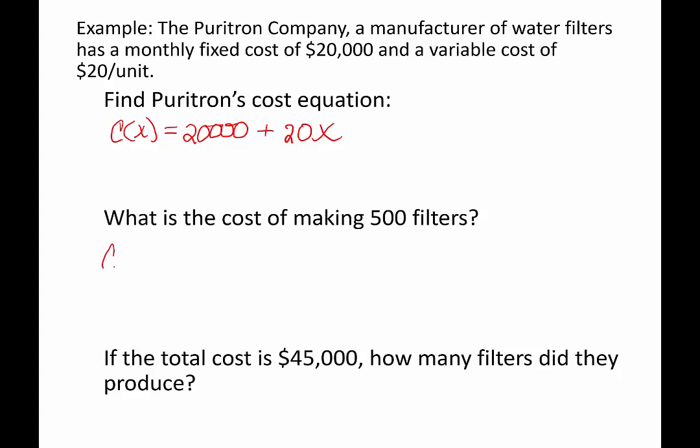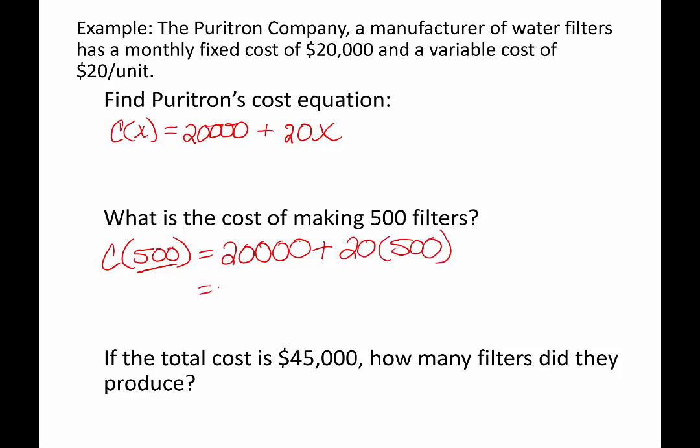What is the cost of making 500 filters? So what that means is I'm going to put in the number 500 wherever I see an X. So 20,000 plus 20 times 500. That is 20,000 plus 10,000. So then that is $30,000.